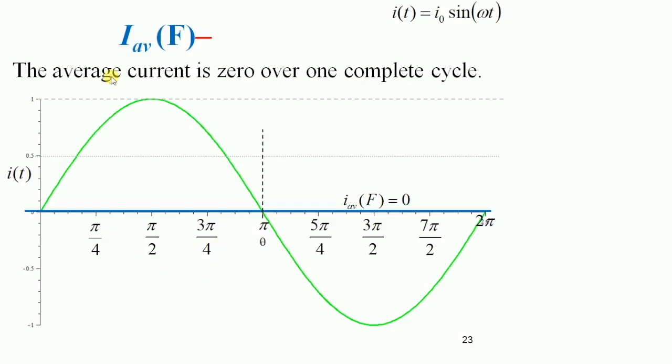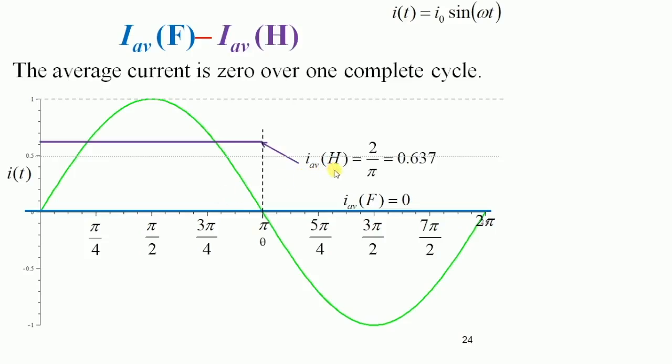So I average current. In the positive part something is being delivered, and in the negative half cycle that is withdrawn, so the net result is 0. So here the blue line which is falling on x-axis, time axis or theta axis, it is shrinking to the 0 value. So average current delivered is 0.